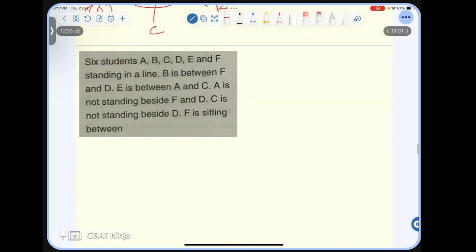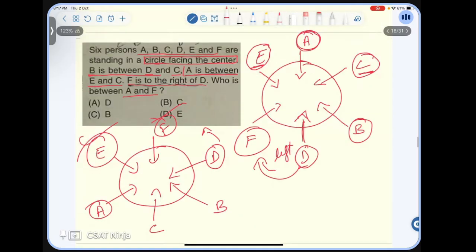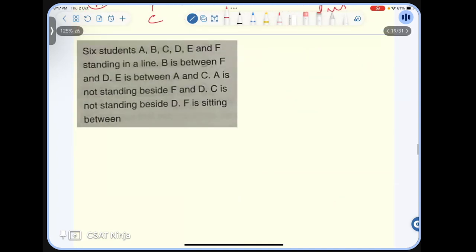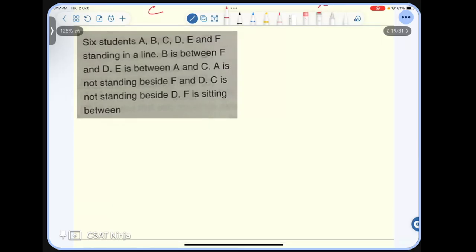Let's go to next. There are two types of questions that can be asked. If you are practicing, practice for circle and line. That one was a question based on a circle, and this one is in terms of a line. Six students are standing in a line.